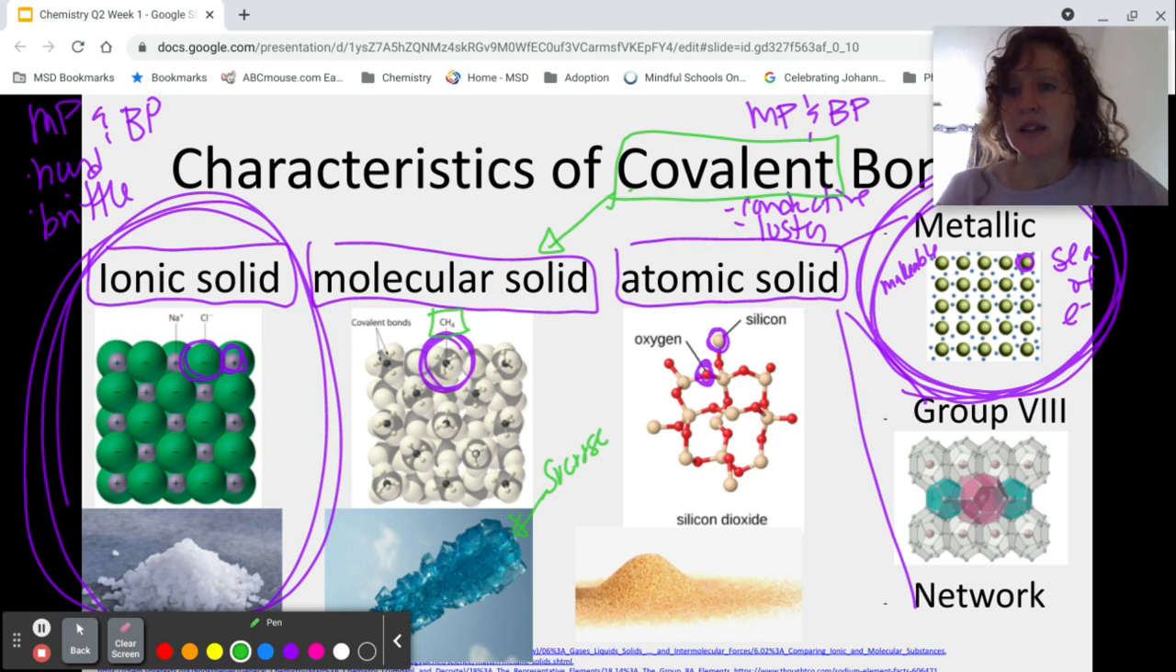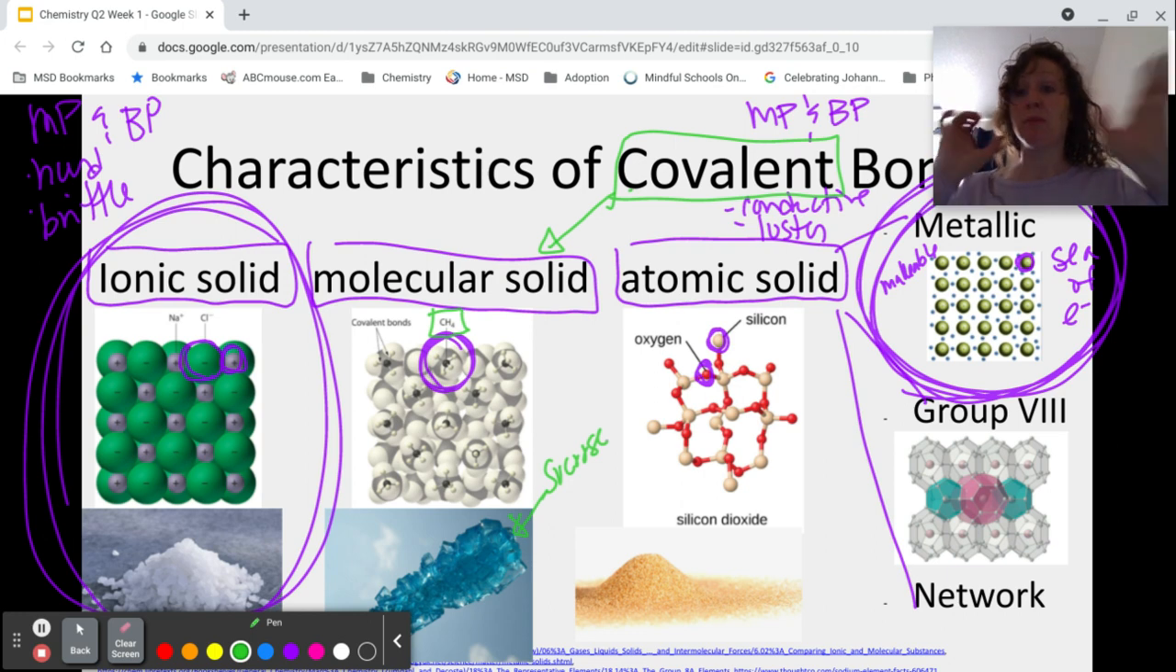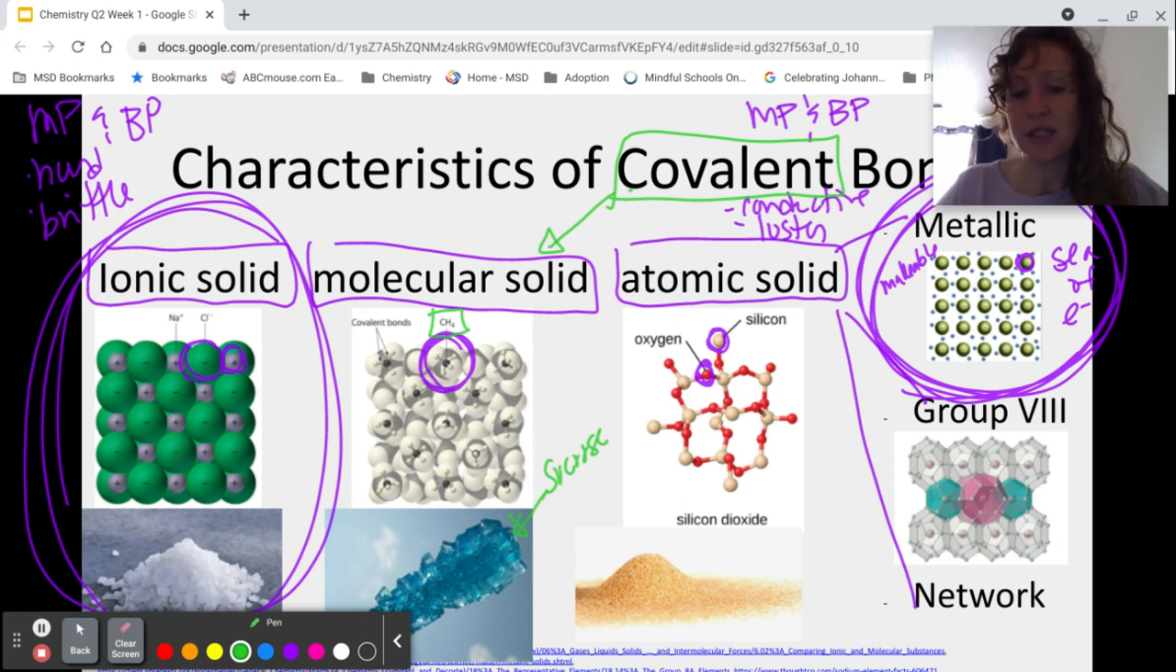These are molecular solids because at each point in the lattice, they're going to have a molecule. Now, that's going to give rise to very different properties than the atomic solids. So this atomic solid that you see here that has oxygen and silicon in there, that's going to be silicon dioxide, which is sand. Sand is a good example of silicon dioxide.